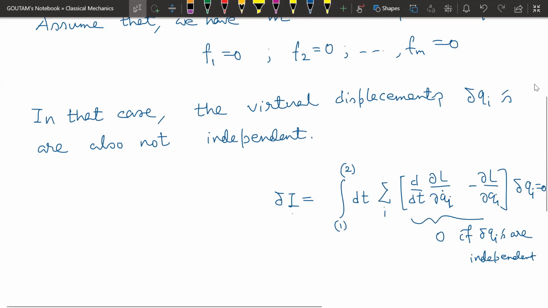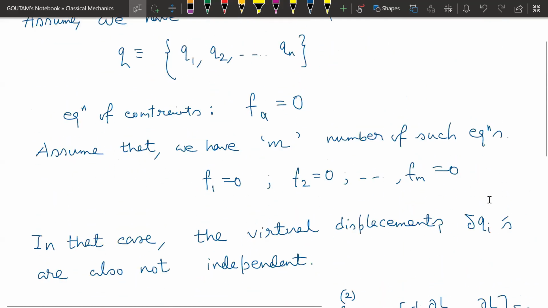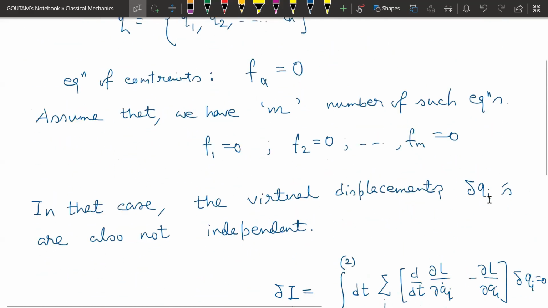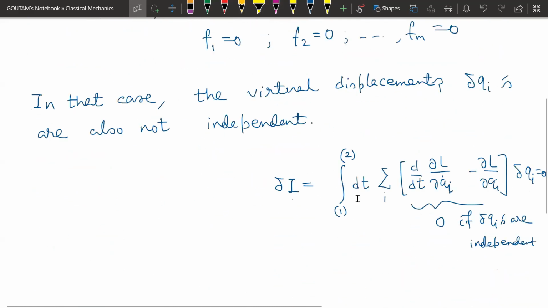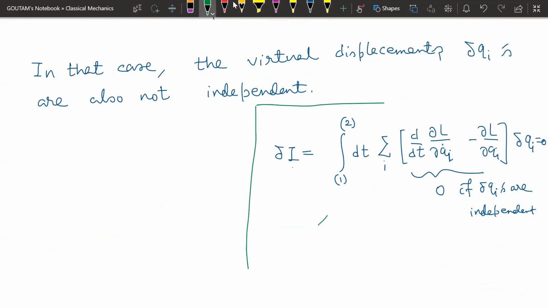But here we cannot do that because delta qi's are not independent. We have m number of constraint equations also. So then this is not valid anymore.